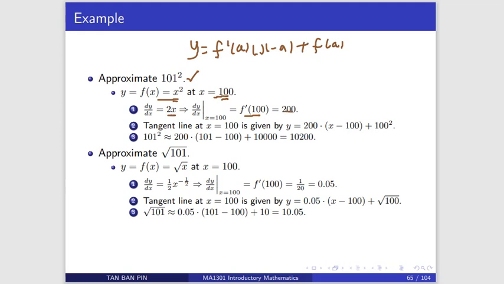And if you look at the equation of tangent line, f prime a is 200, right? Then x minus 100, because you choose a as 100. Then plus f a, which is 100 square.